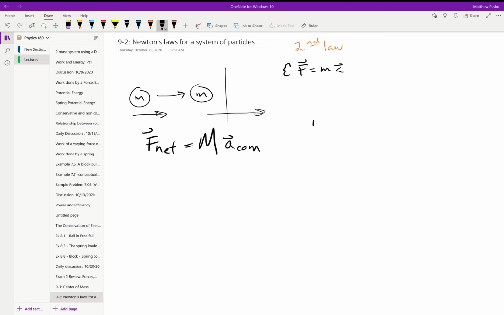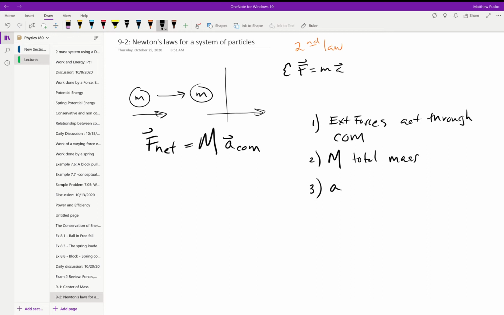When we do this, we also have to say that all the external forces are acting through that center of mass. We also have to say that big M is the total mass of the system. Even though we have multiple particles, we are looking at the acceleration of the center of mass. So that represents, if we were looking at the group of particles as just one object. So this makes problem solving easier.